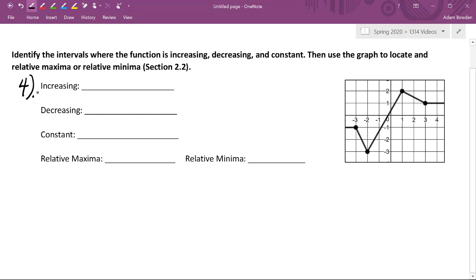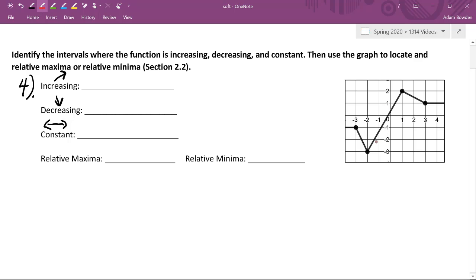On this one it says identify the intervals where the function is increasing, decreasing, and constant, and then use the graph to locate the relative maxima and relative minima. So like we had discussed before, increasing is where it's going up from left to right, decreasing is where it's going down, and constant is where it's flat, a horizontal line.